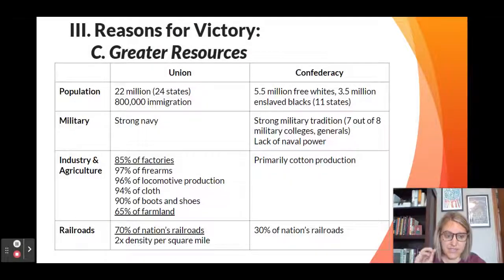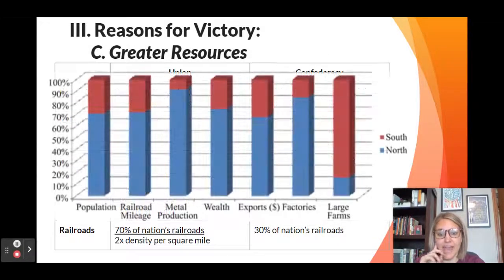Greater resources. This is a recap from the previous video, 5.8a. So if you need more information on that, go back and check out that video. But as you can see, the Union had more resources in every aspect except large farms.